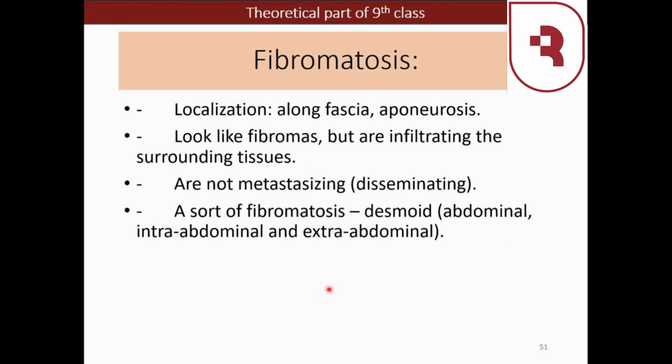Fibromatosis that happens along fascias and aponeurosis looks like fibromas, but has infiltrating growth in the surrounding tissues. They do not metastasize, so that's why they are tumors with local destructive growth. A third fibromatosis is desmoid: abdominal, intra-abdominal, and extra-abdominal.